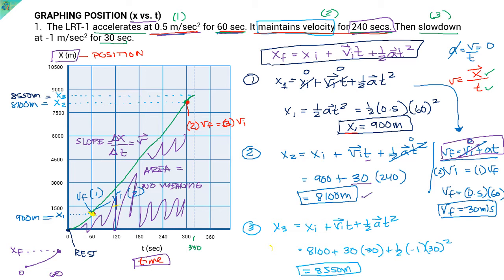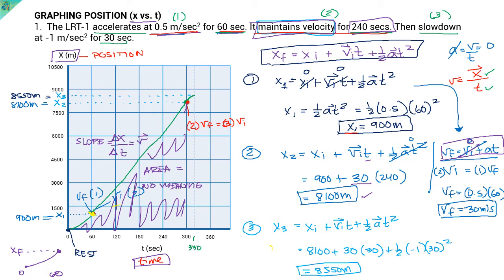That is the last position of x2. We have 30 also. Why is it 30? Because the final velocity of x2 is also 30 meters per second. Why? Because according to this one, it maintains a velocity. So whatever its initial velocity is, that is also its final velocity, which is 30 meters per second.